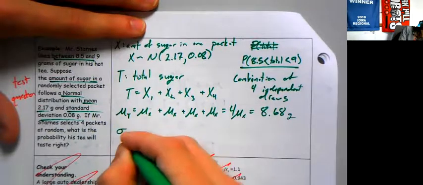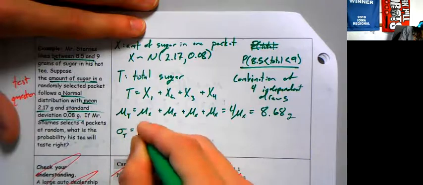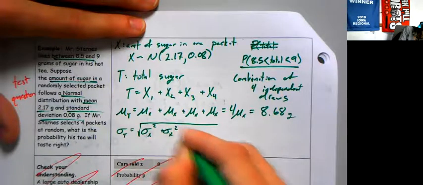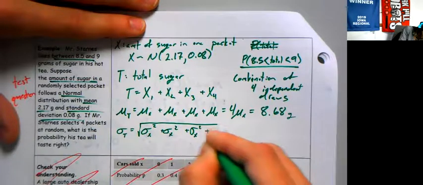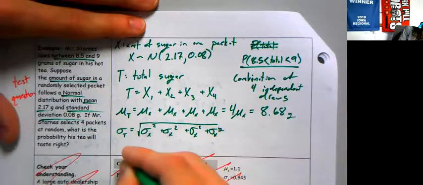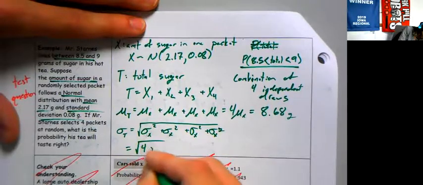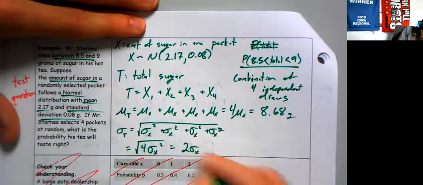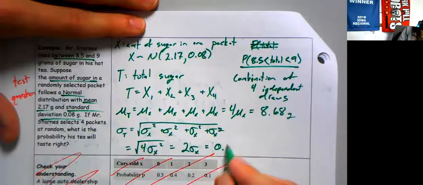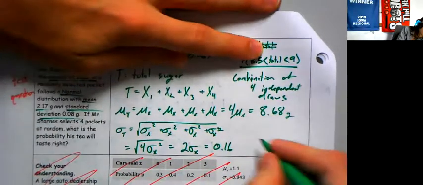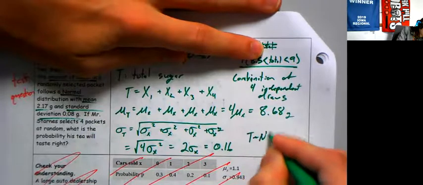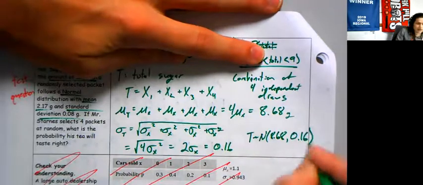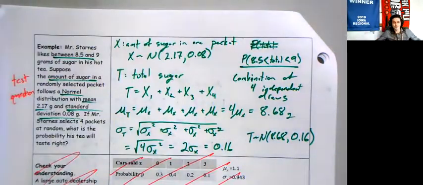And sigma T, however, is not so easy. It is going to be the square root of sigma X squared plus sigma X squared plus sigma X squared plus sigma X squared. That is the square root of 4 times sigma X squared, which will end up being 2 sigma X. What's that going to be? It's going to be 0.16. So all of a sudden, we've established T. T is distributed normally, mean of 8.68, standard deviation 0.16. Have we answered the question?